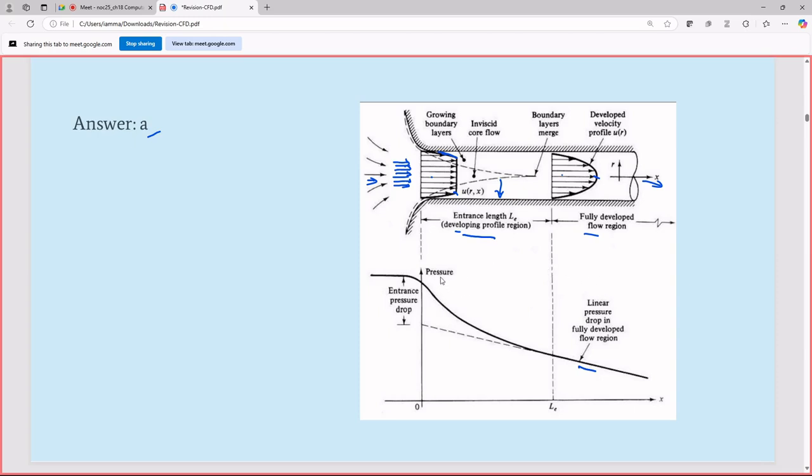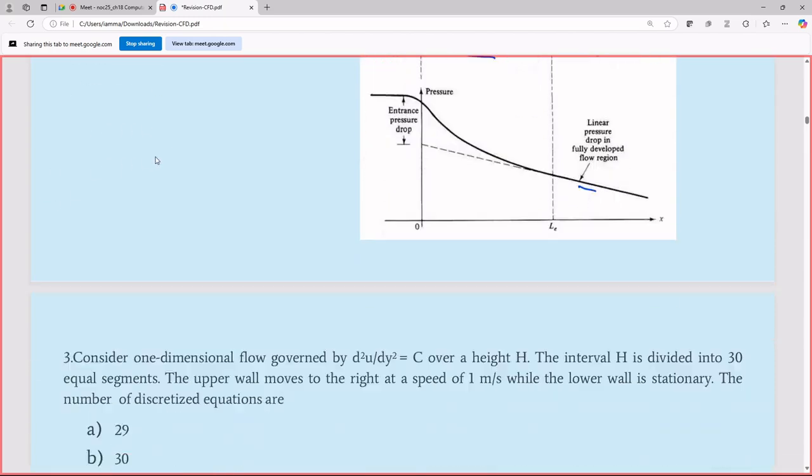And also the fourth statement is saying the pressure is constant. That is also wrong because it is reducing. So there are only two statements true for developing and steady flow. That is given by option A. Moving on to the next question.